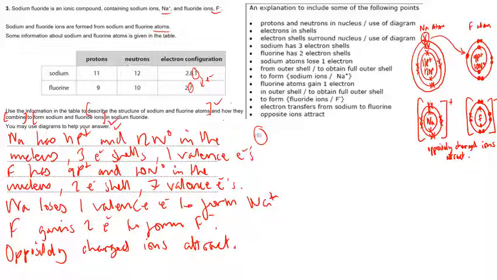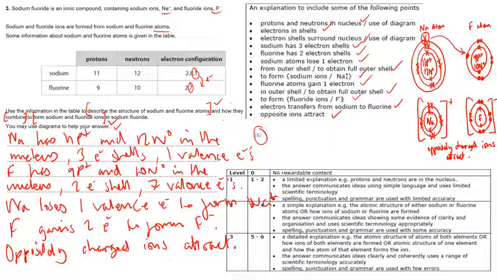So this diagram here says everything that I've written here. Now you would have got marks for each of these points, or this is what the examiner is looking for, these points, and we've actually covered all of these points. So protons and neutrons in the nucleus, yes. Electrons in shells, electron shells surround the nucleus. The amount of electron shells both atoms have, yes. Sodium loses 1, fluorine gains 1, yes, to form a sodium plus ion and a fluorine minus ion, yep. Electron transfer from sodium to fluorine, yep, and then opposite ions attract. Perfect. So we've actually answered all those points there, and we would have got 6 marks for that.